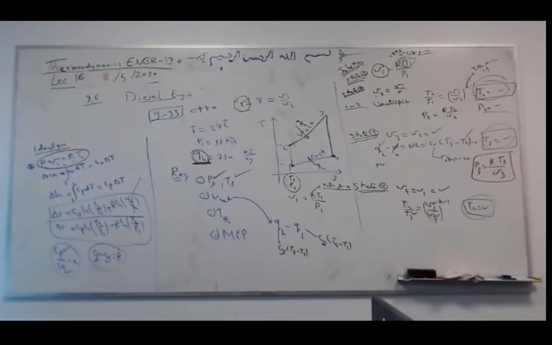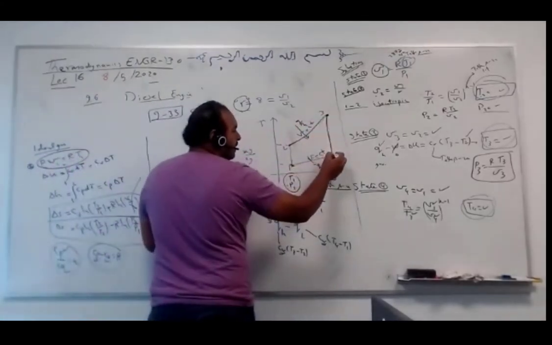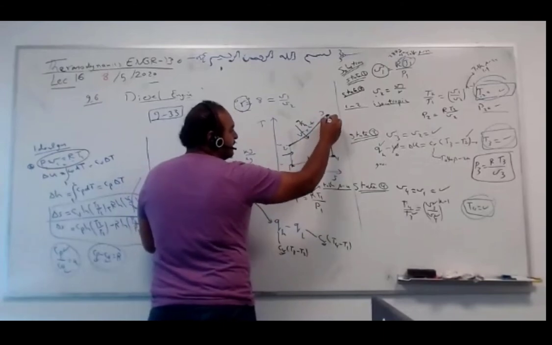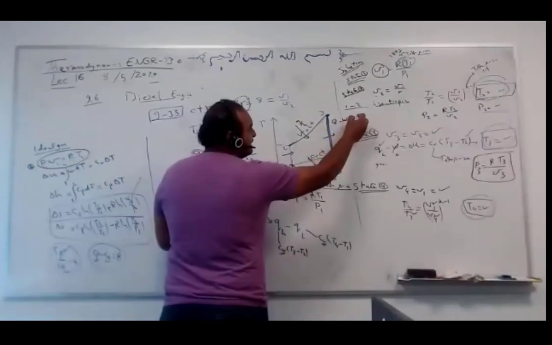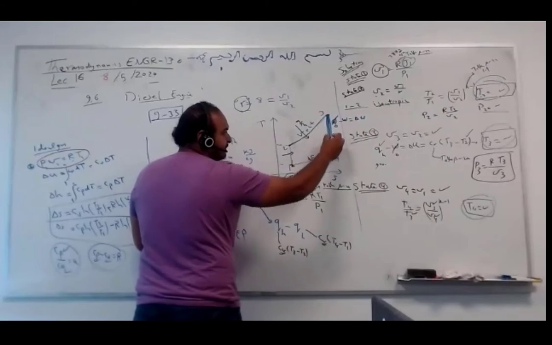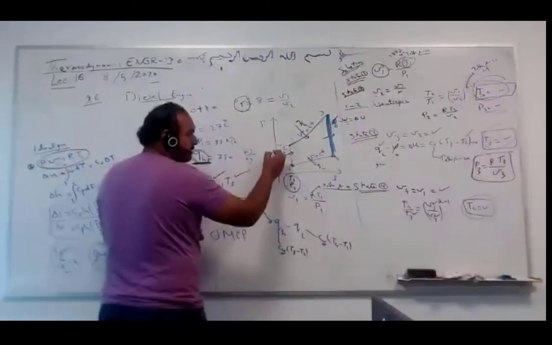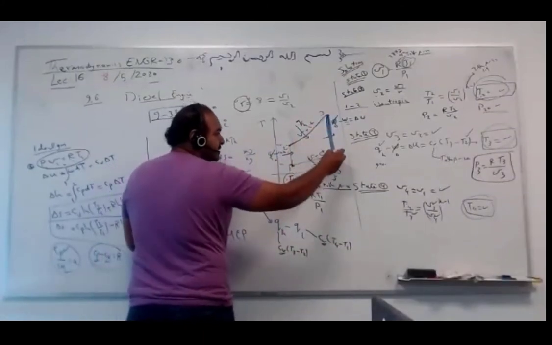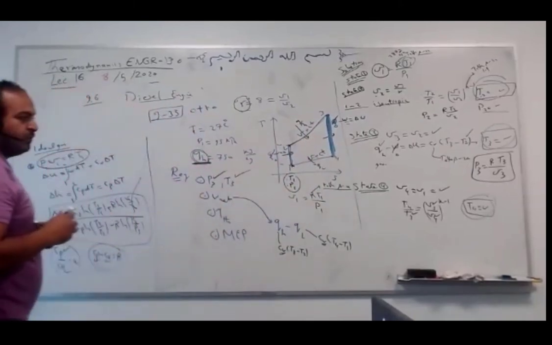So you can get the net work. If you try to use 3 and 4, you need to use this and this together. There is no heat here because this is adiabatic, so Q minus W equals delta U. You can get the work. And here also Q minus W equals delta U, so it's CV delta T. So this minus this is the net work.